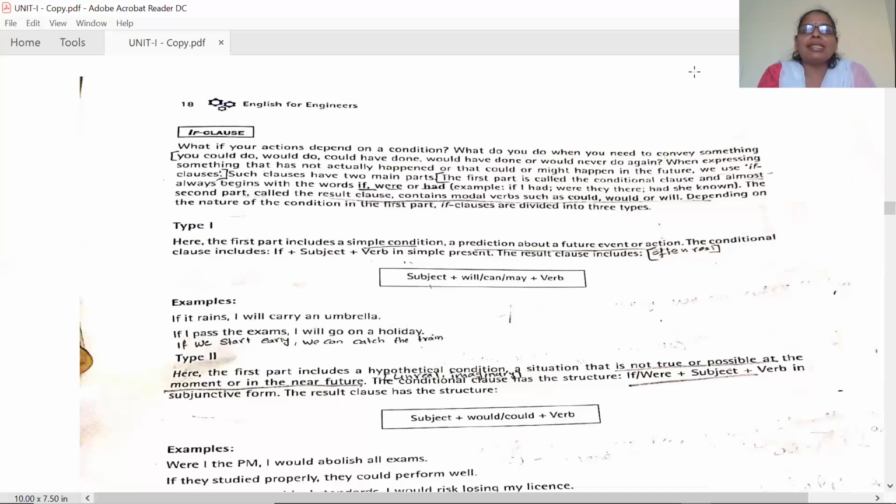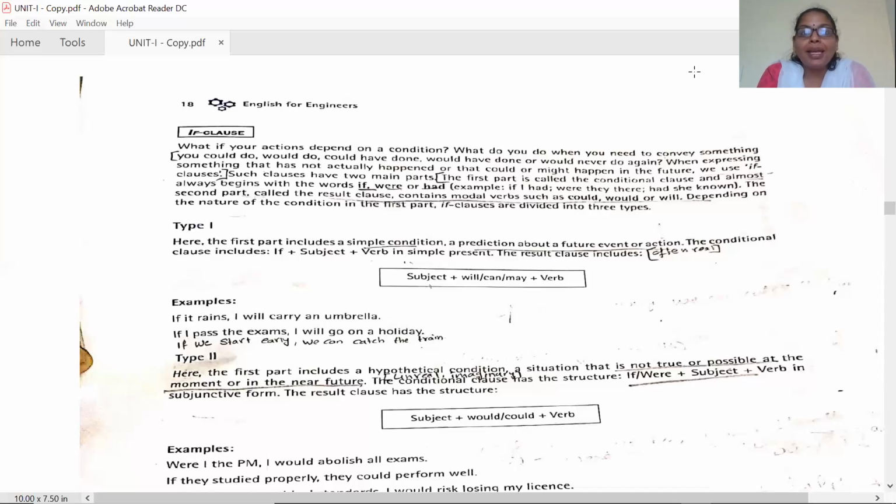These if clauses have two main parts. The first part is called the conditional clause and almost always begins with the words if, were, or had. Let me tell you a few examples.